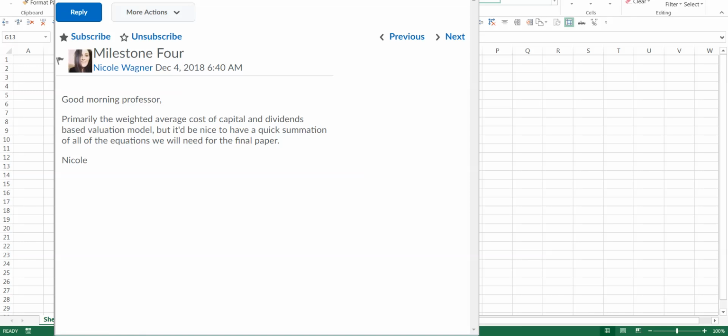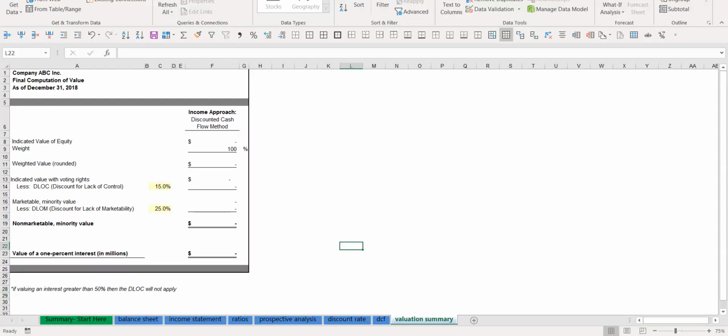She's just asking if we can get a simple, clear, concise explanation of some of the formulas, specifically the weighted average cost of capital, the WACC, or the dividends-based valuation model, which is also called the Gordon growth model or the dividend discount model. But first, let me say that you won't have to calculate those for the final, right?